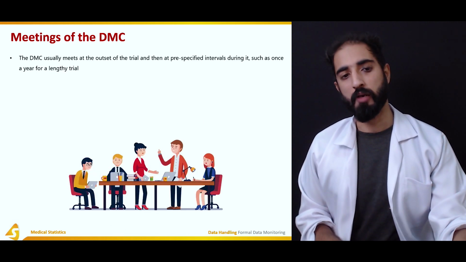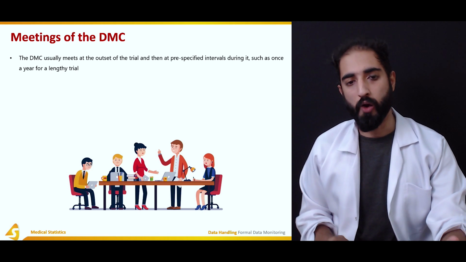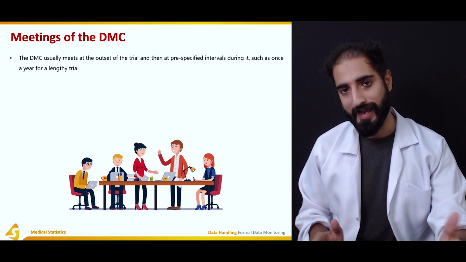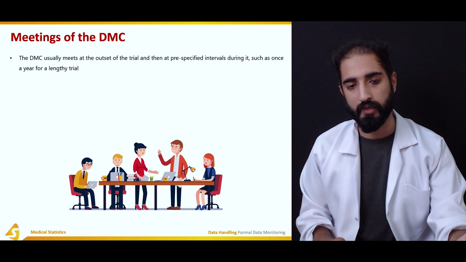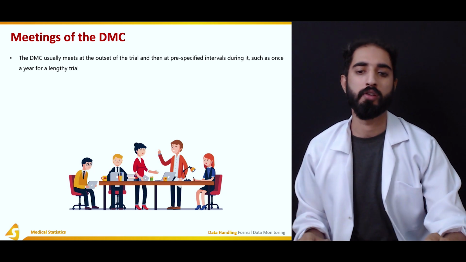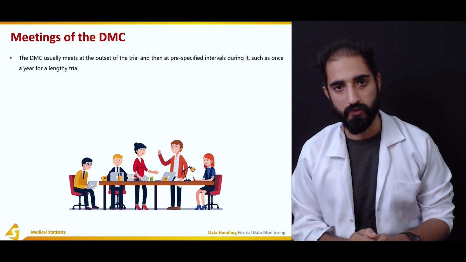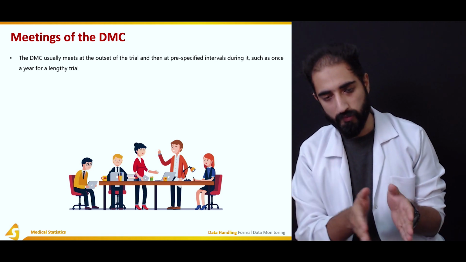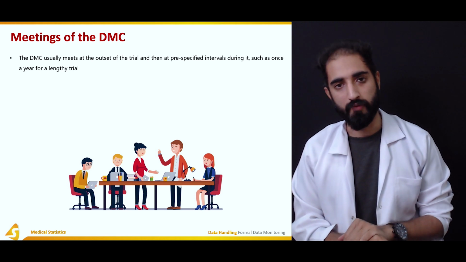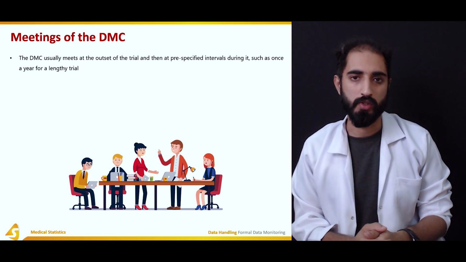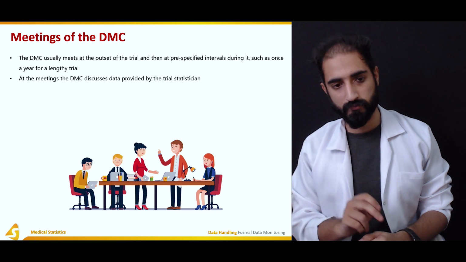Now, meetings of the DMC. The DMC usually meets at the outset of the trial, when the trial has been initiated and is starting, and at pre-specified intervals during the research process, such as once a year for a lengthy trial. But it can be after a shorter duration, even if the duration of the research is short.